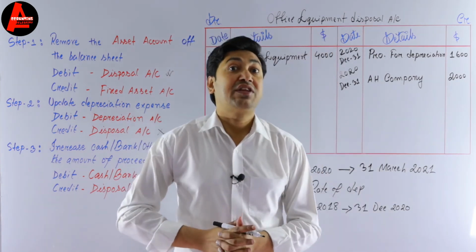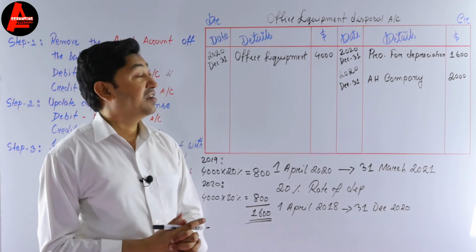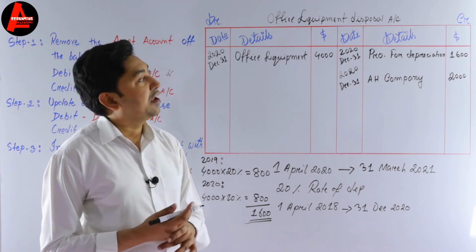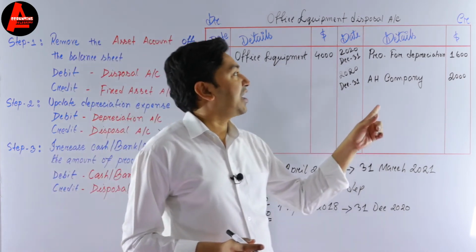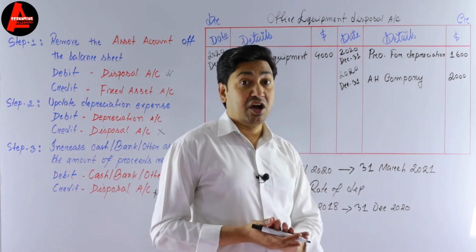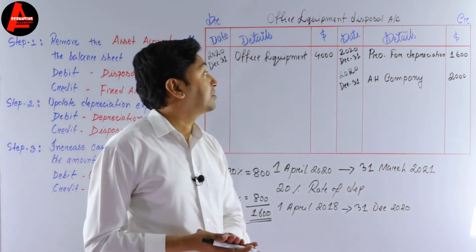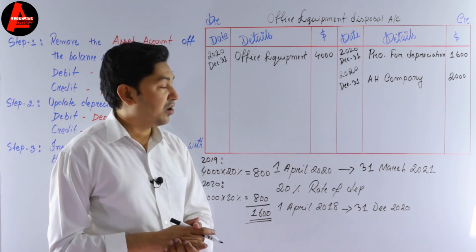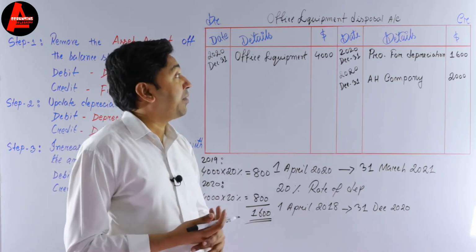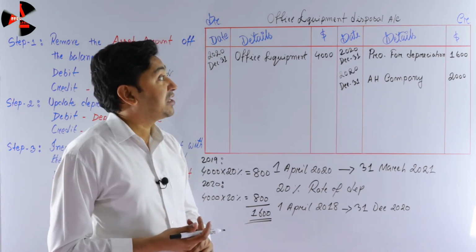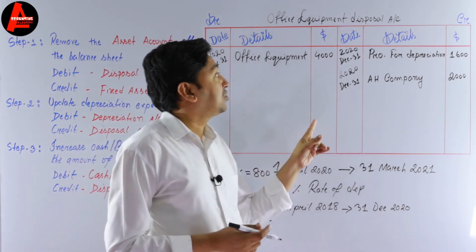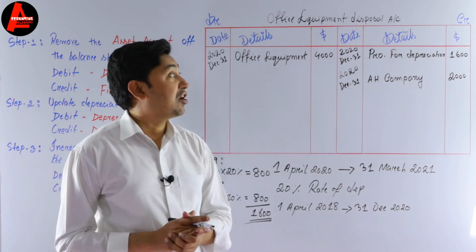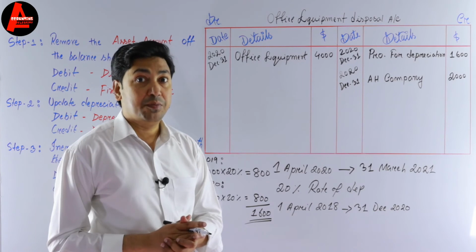Now we need to know the gain or loss on this disposal of office equipment. Okay, so how to do it? If your balance comes on this side, the credit side, it is a loss on disposal. If the balance comes on the debit side, it is a gain on disposal. Now how to know on which side we get the balance? For this you need to compare these two columns, the debit and credit columns. So you need to check which column is greater in terms of value.